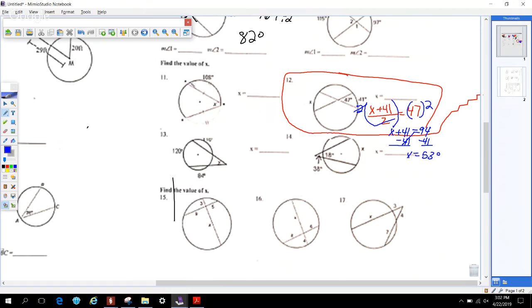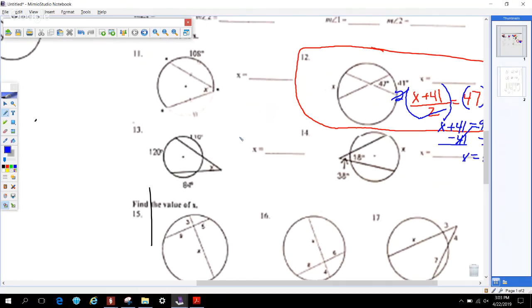Next one, let's look at number 13, and then we'll go to the ones on the other side of the page. For this one, we've got some issues going on with 13. If I color this in, the 2 arcs I need are 120 and this piece here. But I don't know what that piece is unless I subtract first.